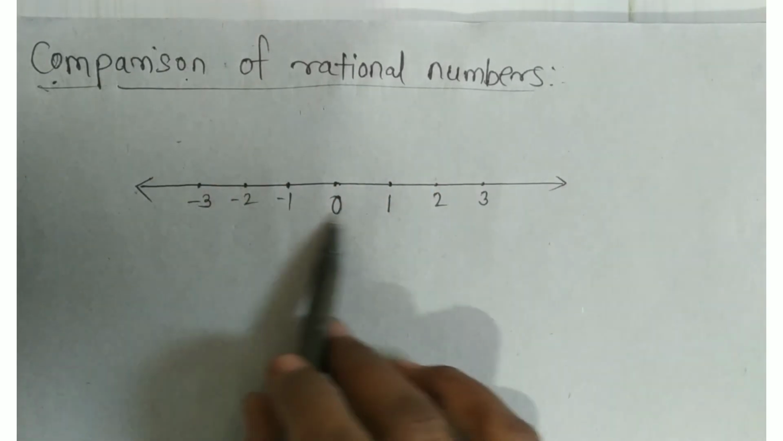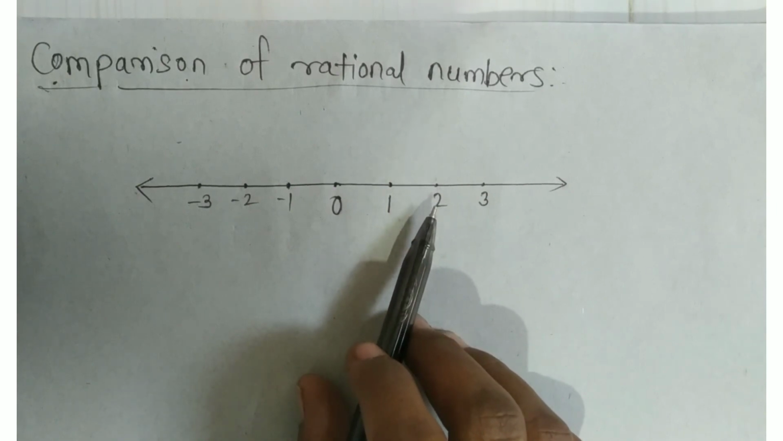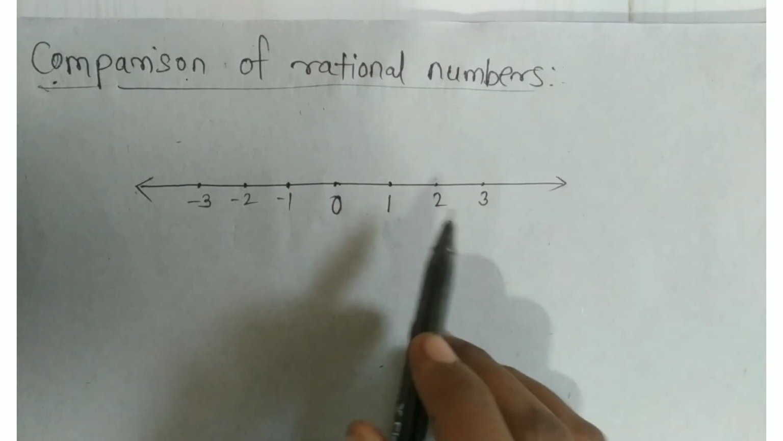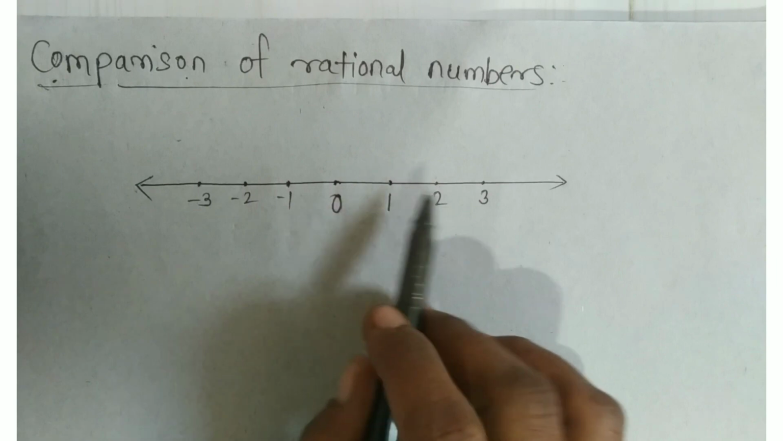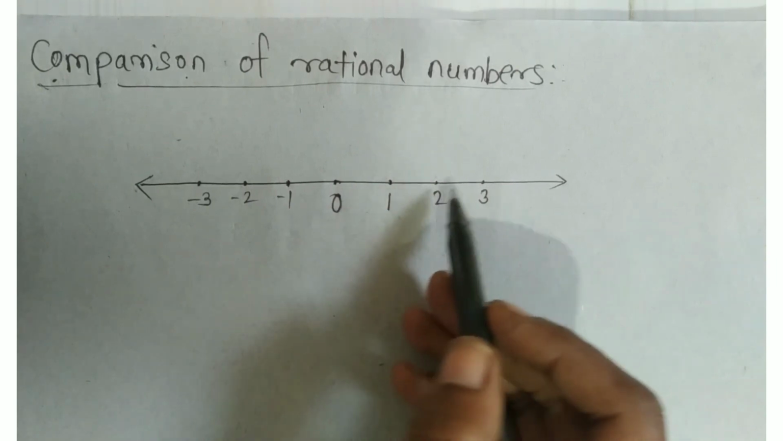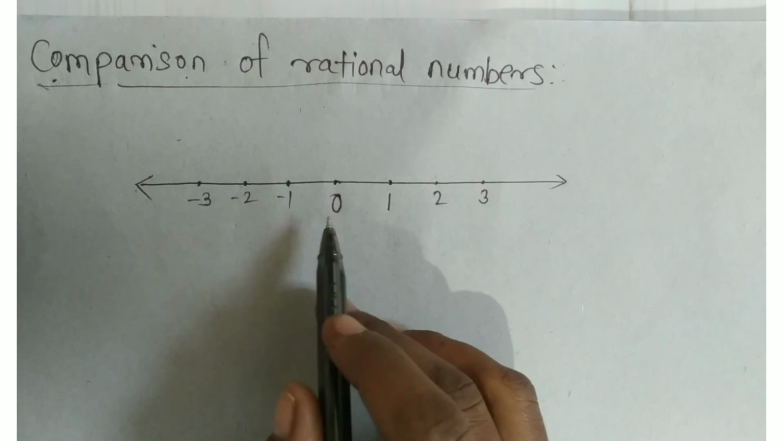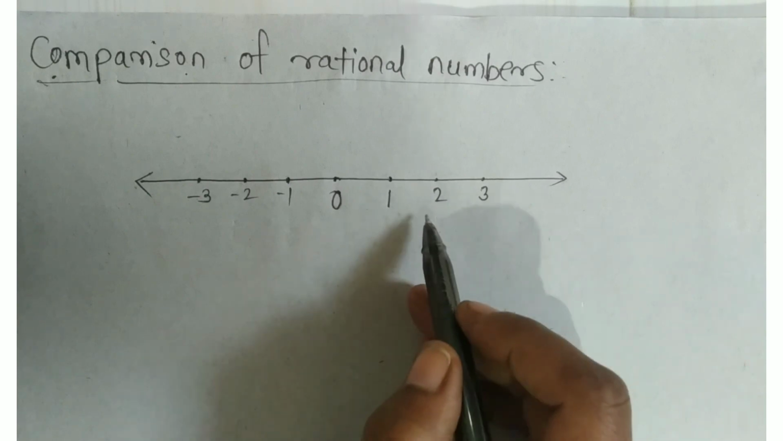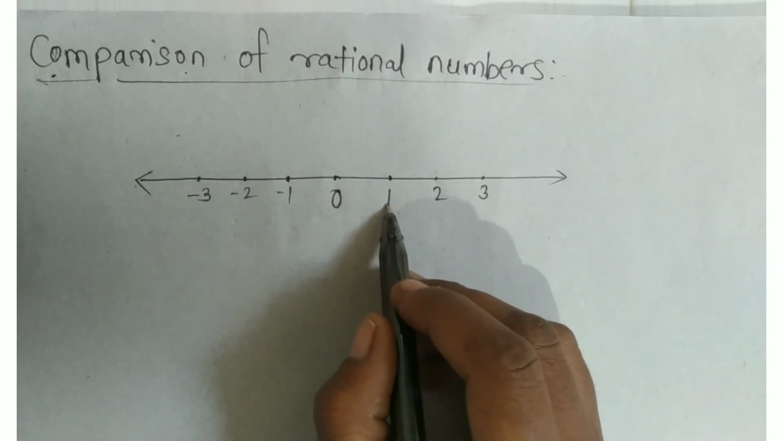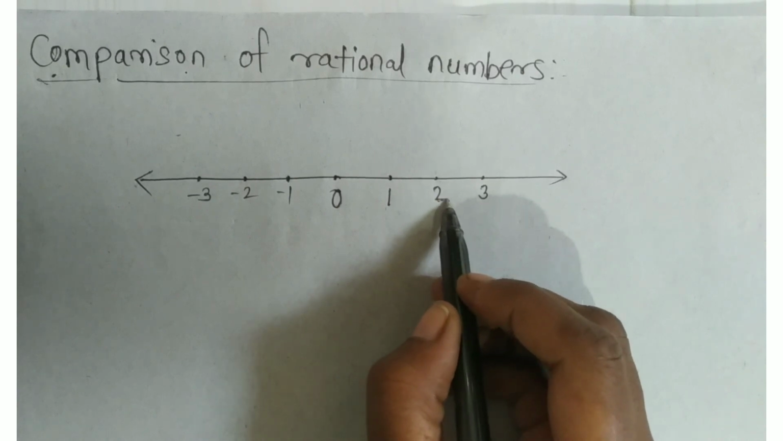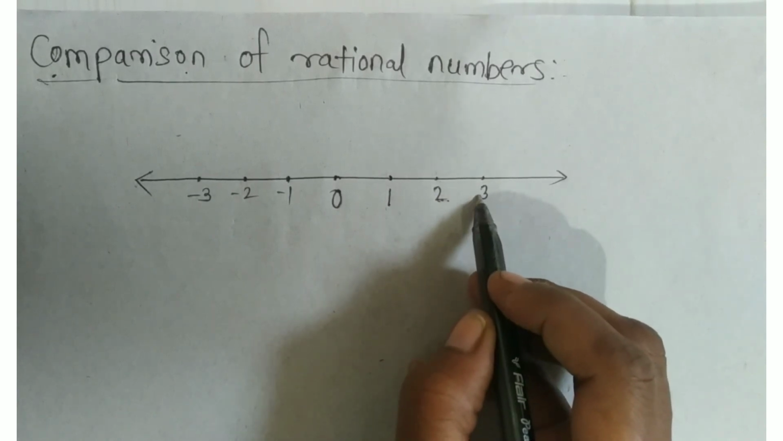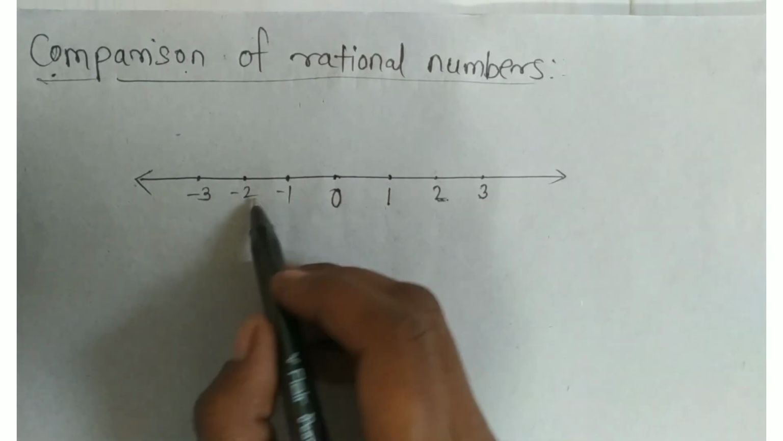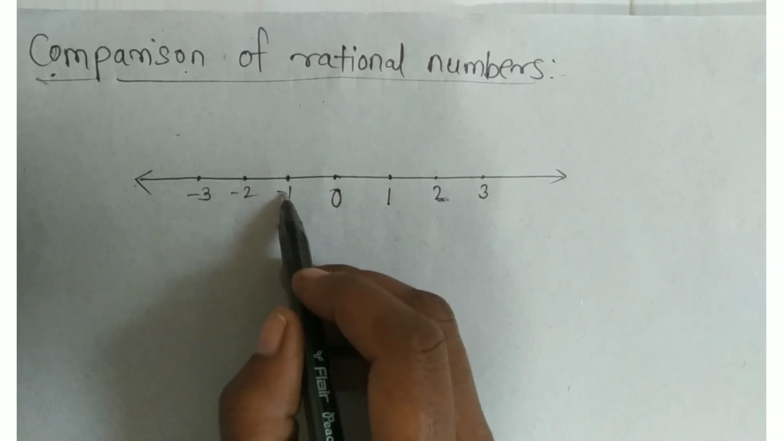We can see in this number line, for any pair of numbers on a number line, the number to the left is smaller than the other. We can see in this number line, number 1 is smaller than 2. If we take a pair of 2 and 3, we can see number 2 is smaller than 3. Similarly, number -2 is smaller than -1.